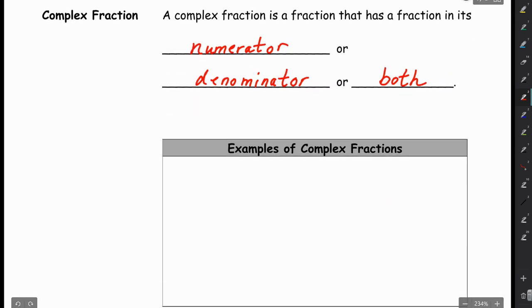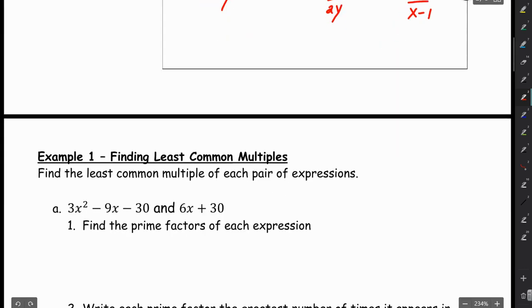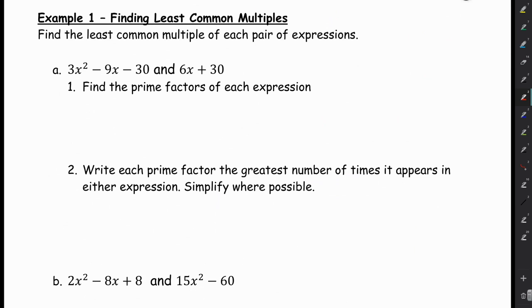And some examples of complex fractions would be if you have 1 over x all over y, or let's say we have the number 3 all over 1 minus 1 over 2y, or x minus 2 over x, all divided by 3 over x minus 1. All right, so those are all examples of complex fractions. And so this lesson has a lot to do with finding a common denominator, which can sometimes be a difficult task enough, never mind that we're using polynomials.